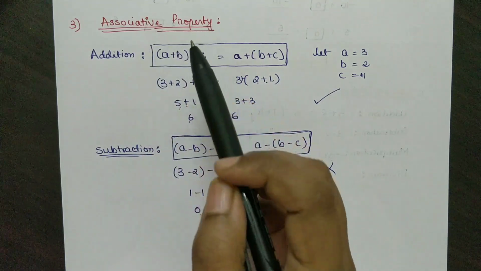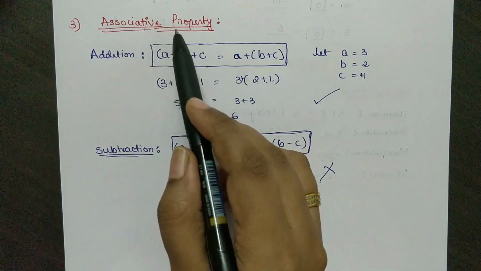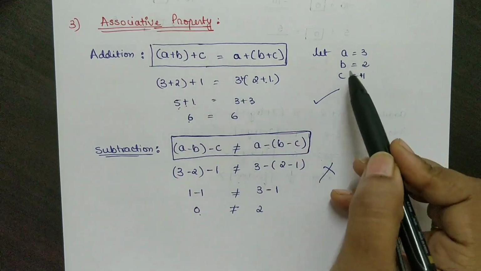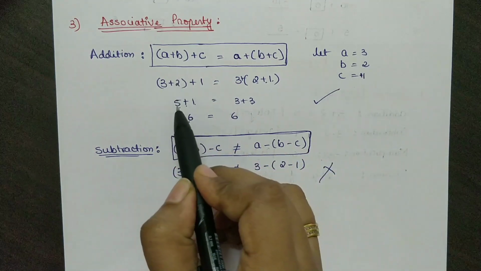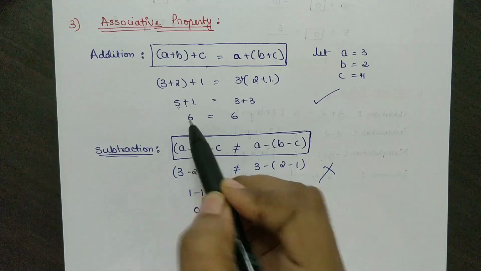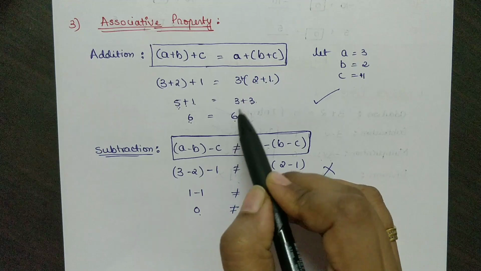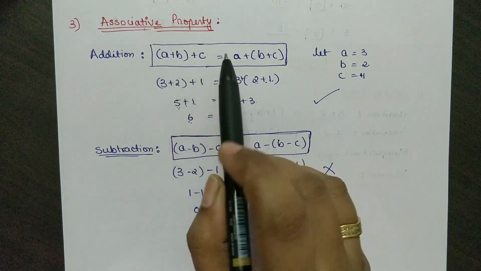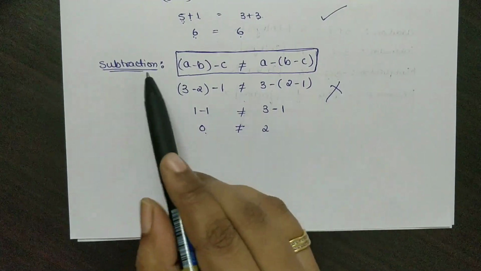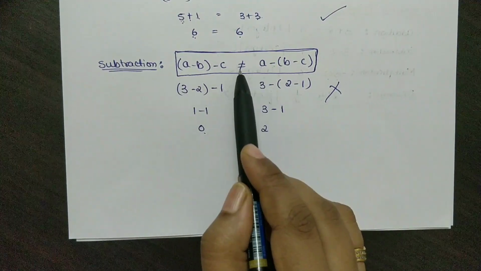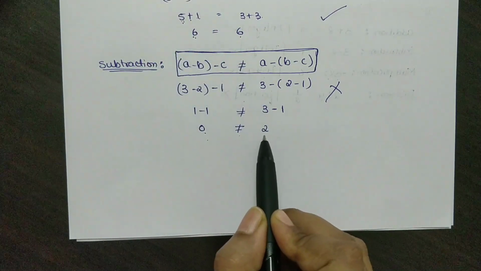Associative property. Addition of three integers obeys associative property. Take a equal to 3, b equal to 2 and c equal to 1. 3 plus 2 equal to 5, 5 plus 1 is 6. 2 plus 1 is 3, 3 plus 3 equal to 6. Therefore, addition of three integers obeys associative property. Subtraction of three integers does not obey associative property. LHS is not equal to RHS.